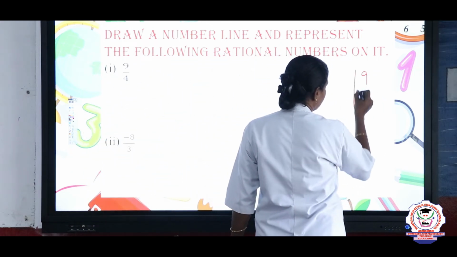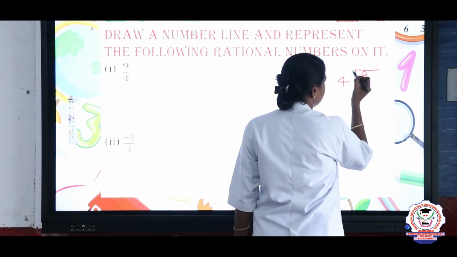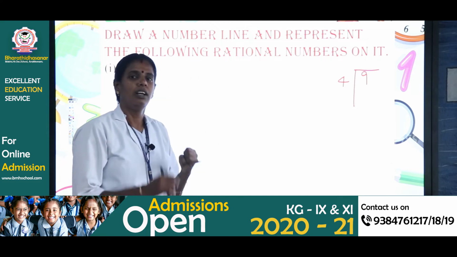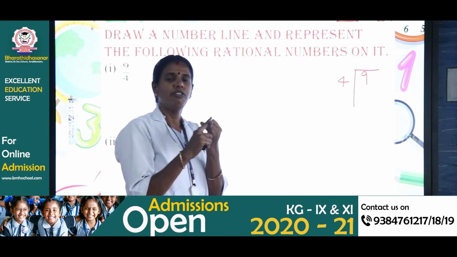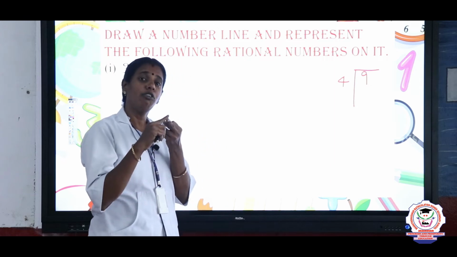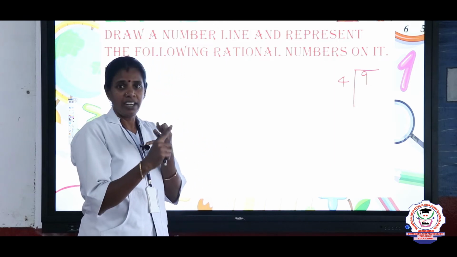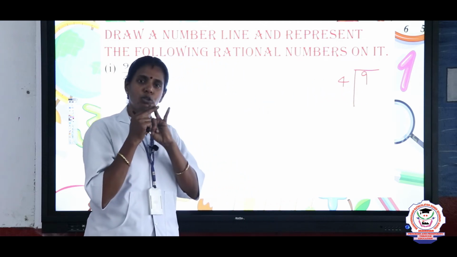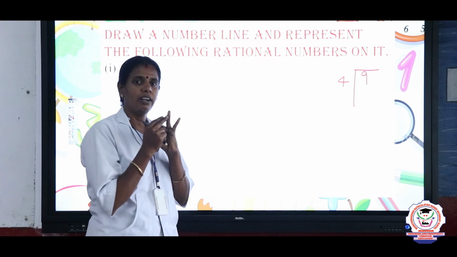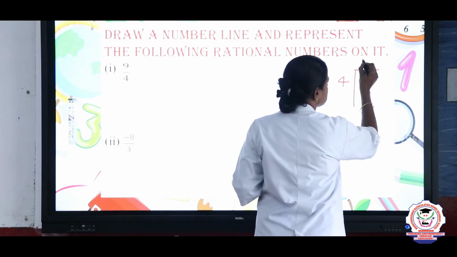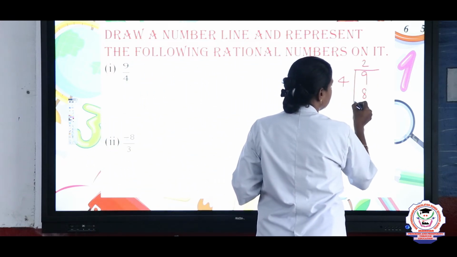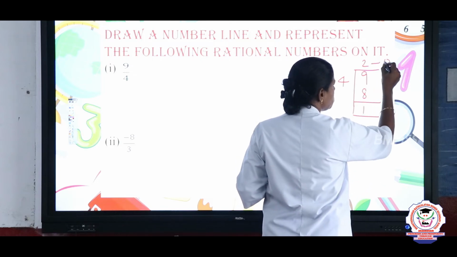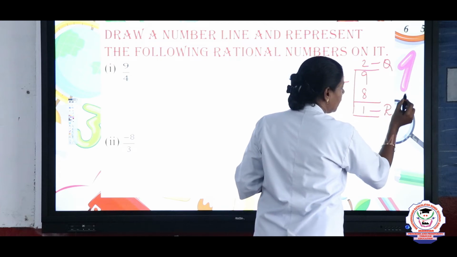First divide this 9 using the 4 table. How many times can we divide 9 in the 4 table? 4 ones are 4, 4 twos are 8, 4 threes are 12. 12 is greater than 9, so we are going to take 2 times. 4 twos are 8. So 9 minus 8 is 1. 2 is the quotient and 1 is the remainder.